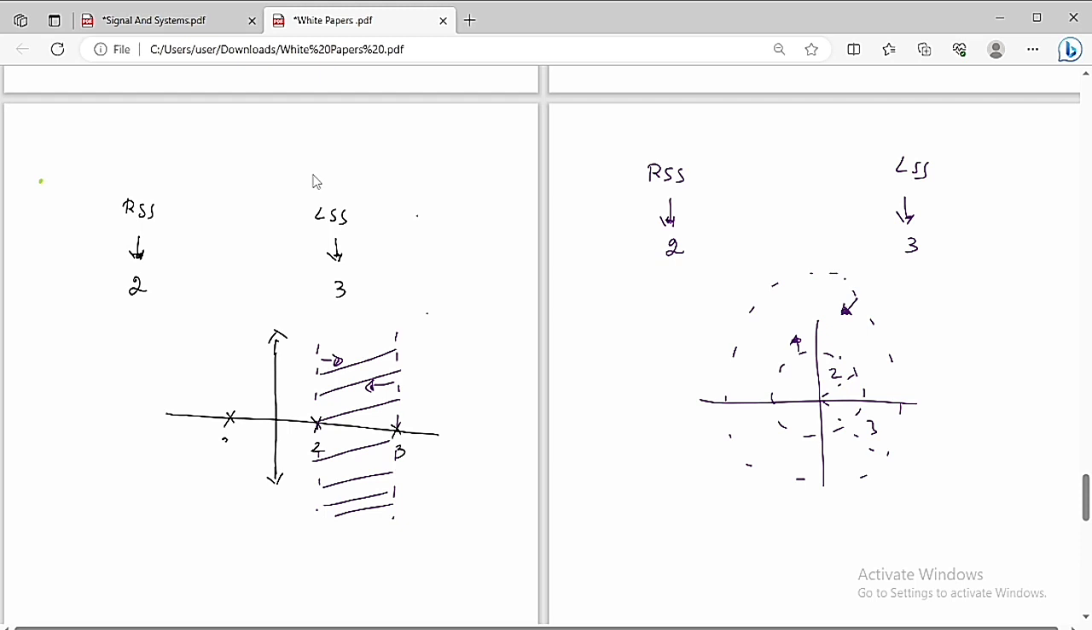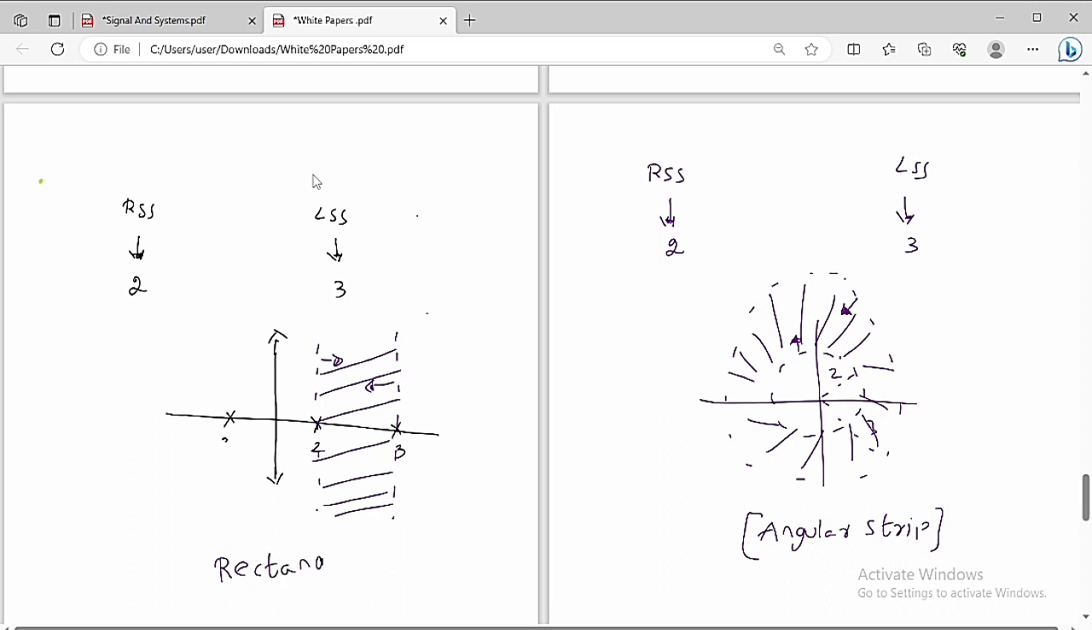So between these two, what is the common ROC? This is the common ROC. This is called the angular strip, and here it is a rectangular strip. So what is the meaning of this? We can say the signal is said to be a two-sided signal.